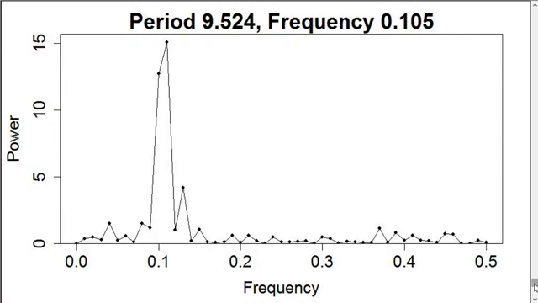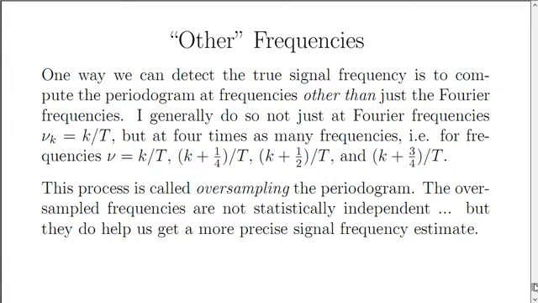One of the ways to investigate things in that kind of a situation is to compute the power spectrum, the periodogram, at other frequencies besides just our Fourier frequencies. Well, I generally do so, not just at the Fourier frequencies, but at 4 times as many frequencies. That is to say, for frequencies nu equal to integer divided by time, integer plus 1/4 divided by time, integer plus 1/2 divided by total time span, and integer plus 3/4 divided by total time span. This process is called oversampling the periodogram.